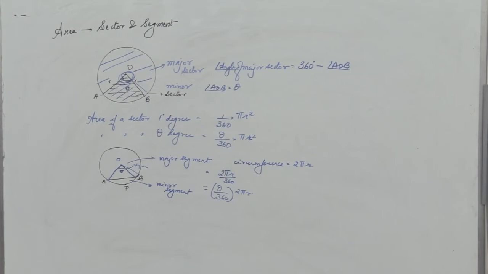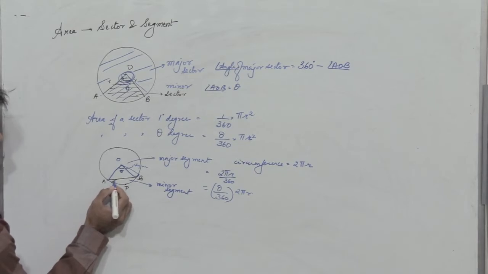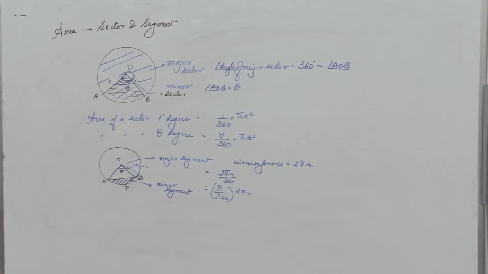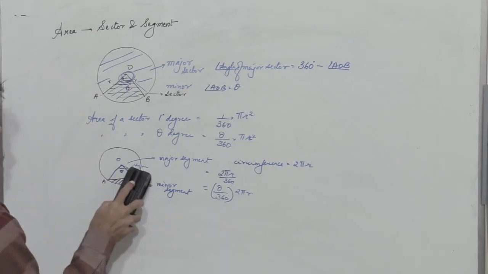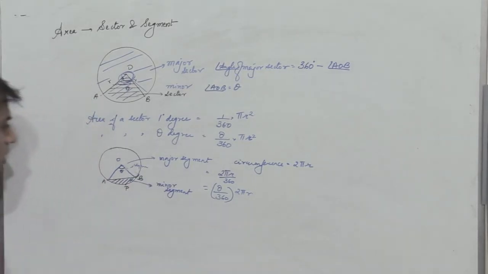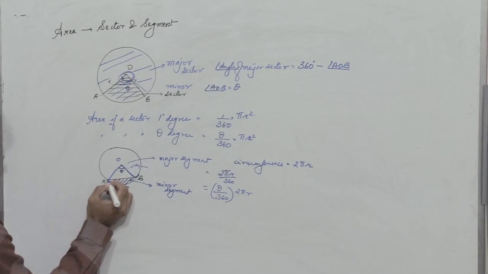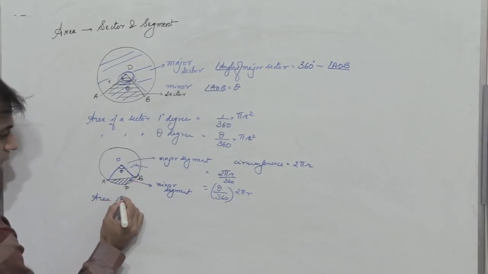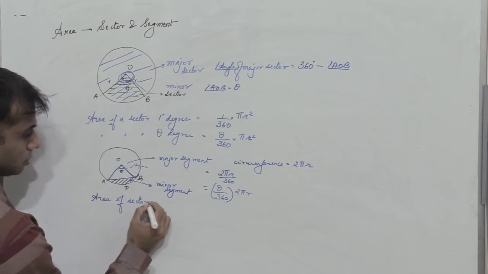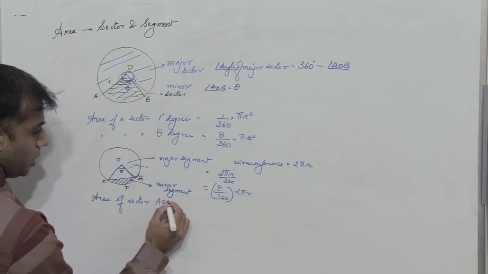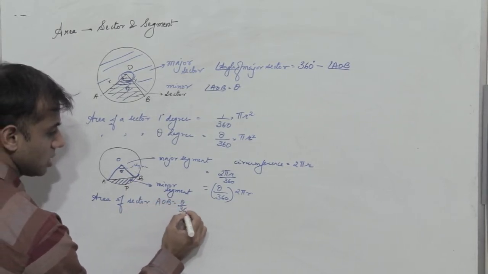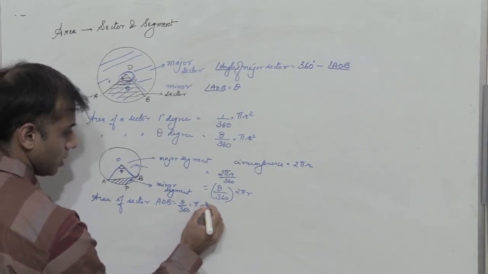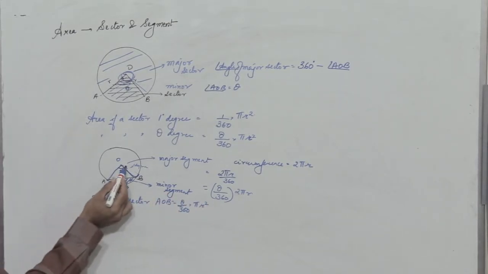So now we have a very important question: can we find the area of APB? Is it possible for us to find the area? We can definitely find the area of APB. Considering this AOB sector, we know that the area of sector AOB is nothing but theta by 360 into pi r square, right? So this is the entire area.